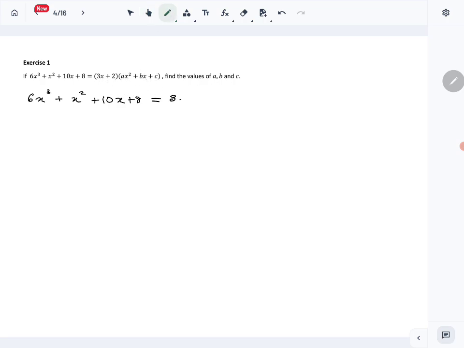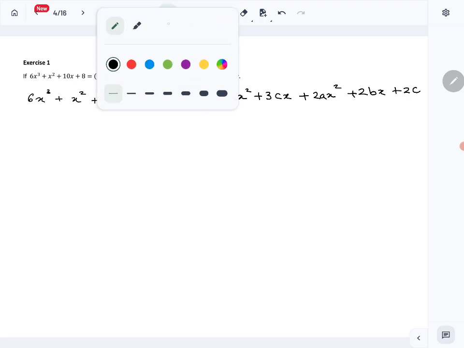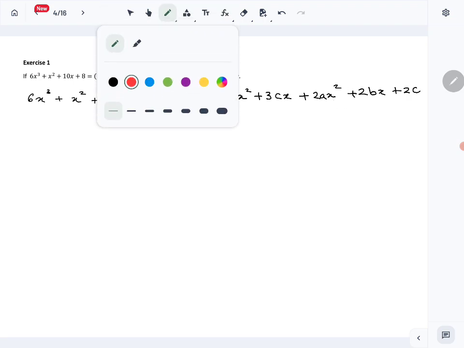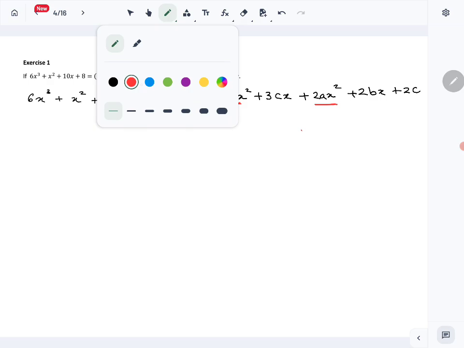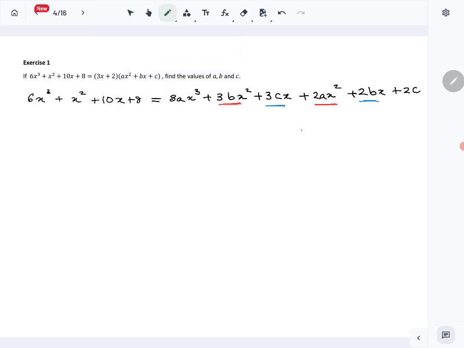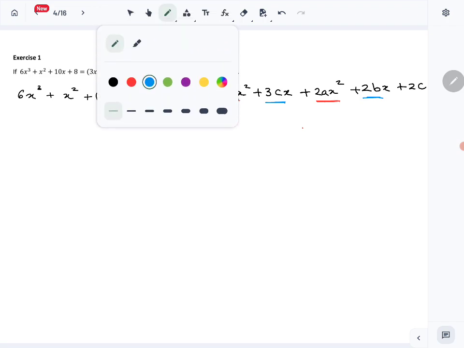So you get what? 3ax cubed, 3bx squared, 3cx, 2ax squared, 2bx, 2c, right? Now simplify the right hand side. That means combine like terms. So x squared terms combine. Similarly, combine the x terms and the constants and any other terms you can combine. Right.